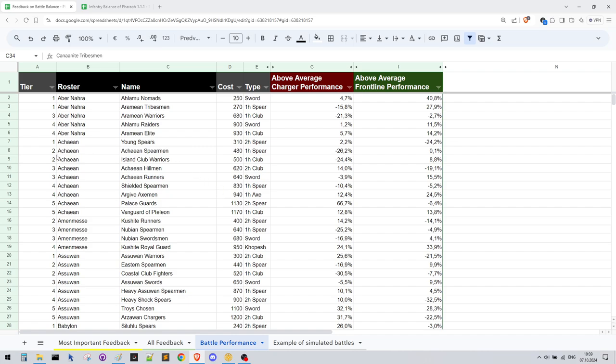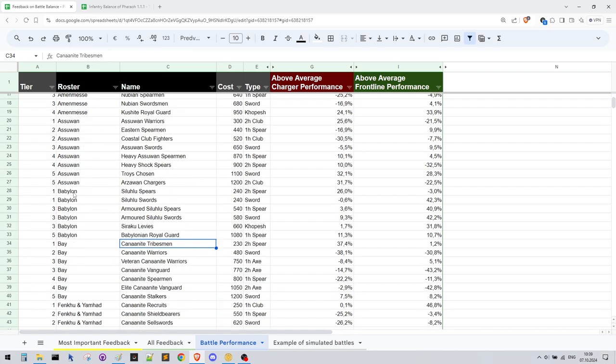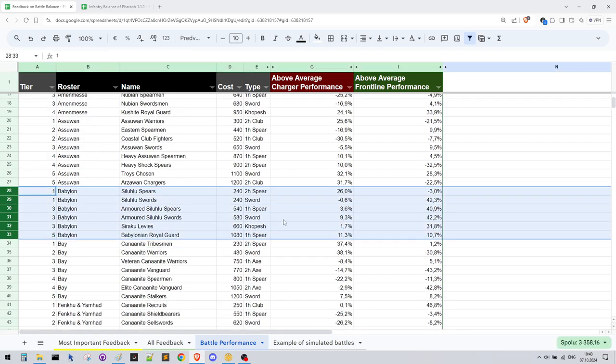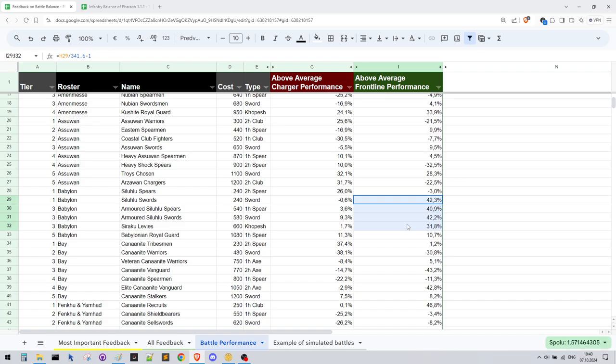I have every unit in every roster, so let's scroll down to Babylon, because we know that Babylon units are very strong. And here, if you can see this 42%, it shows how well they are doing as frontline. As frontline, they have very good stats. They are quite okay when you just YOLO charge with them, but I got some good results. And you will be asking, what the heck is this number and how did I calculate it?